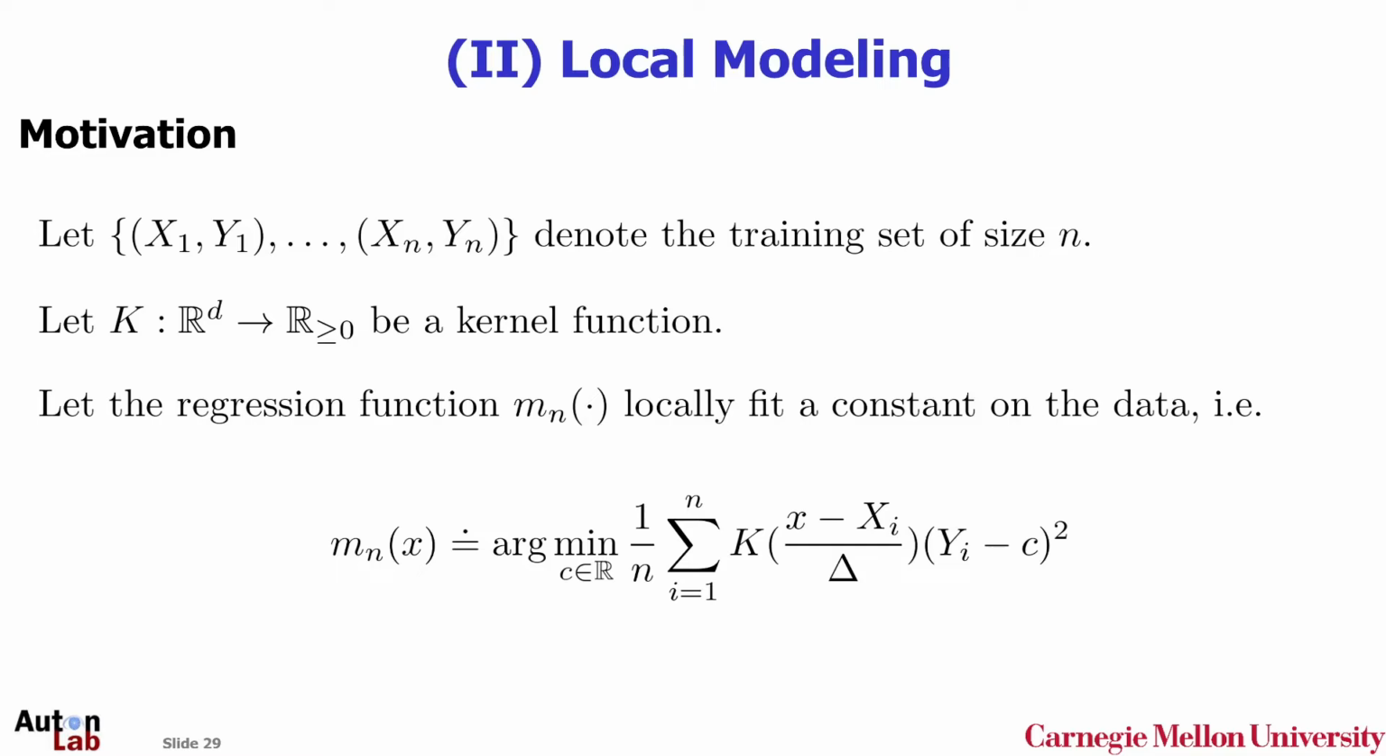The idea behind this is that here (yi minus c) squared gets higher weight if x is closer to xi. So if x is close to xi, we want c to be close to yi as well. If x is far from xi, then we are okay if c is not that close to yi. We will try to solve this problem. That is, we will try to find the best c that minimizes this objective function.